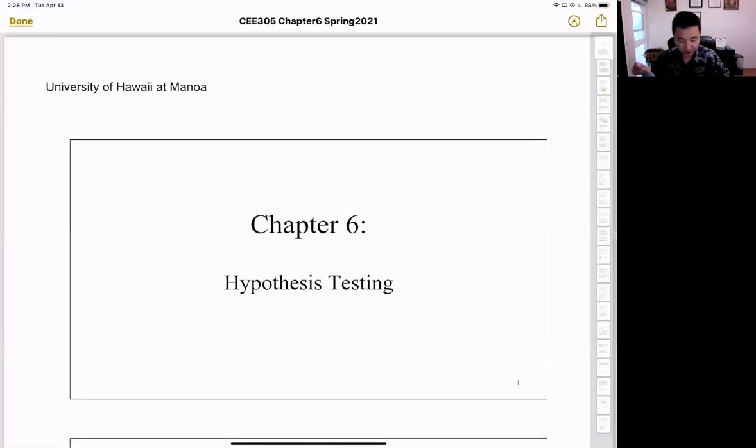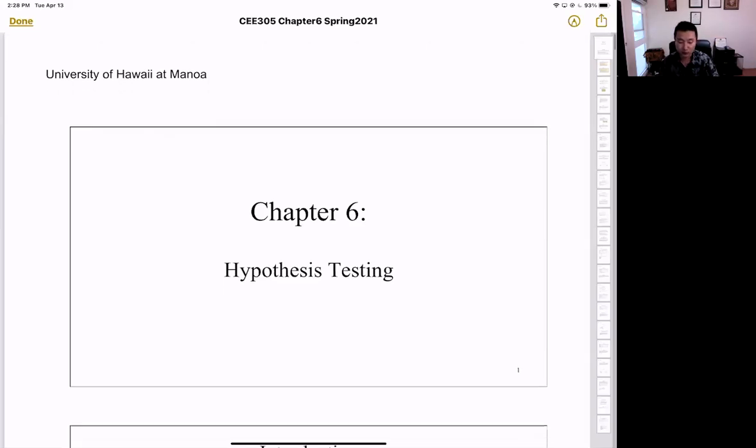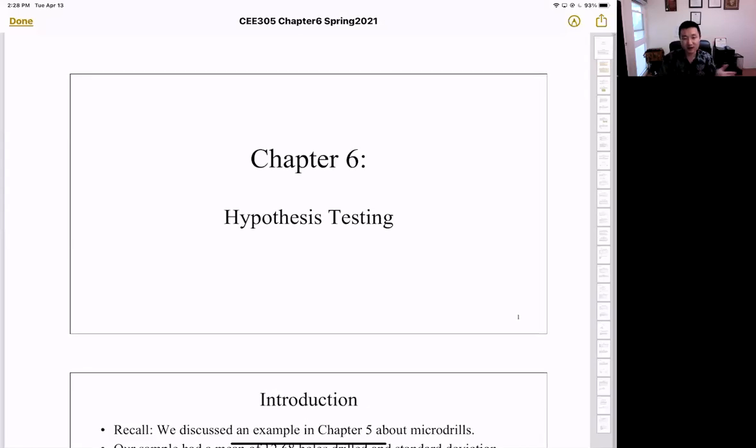Okay, so chapter 6 is hypothesis testing. You will see it is very similar to confidence interval. They also have 7-8 different situations depending on what kind of hypothesis testing we are trying to do. But first of all, what is hypothesis testing? What's the difference between hypothesis testing and the confidence interval we learned in chapter 5?